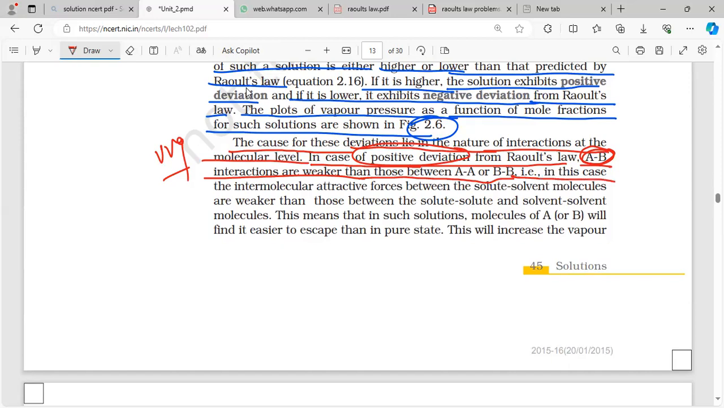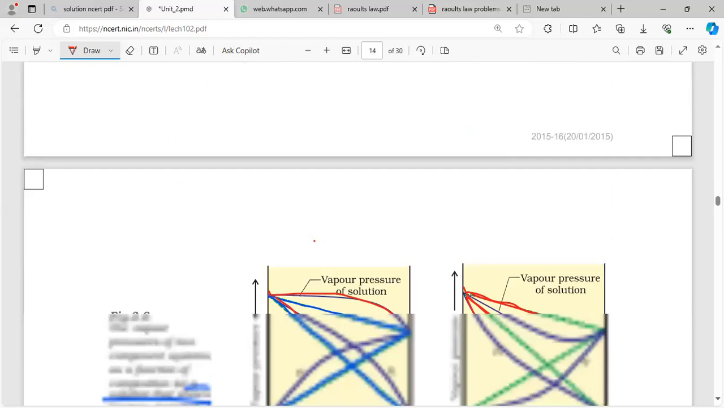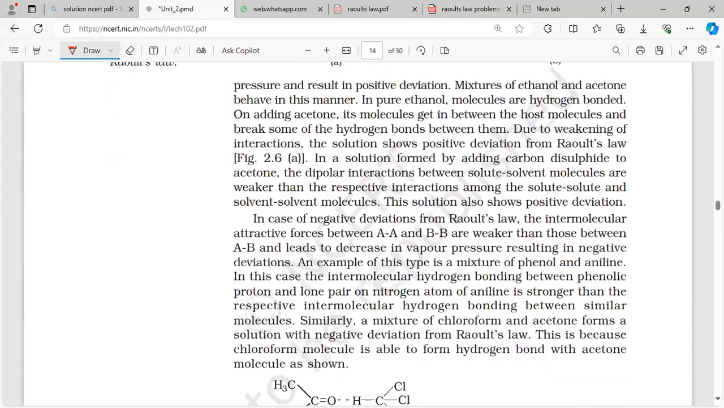In this case of positive deviation, the interaction between solute and solvent molecules is weaker than those between solute-solute and solvent-solvent. This means that in such a solution, molecules of A and B find it easier to escape than in the pure state. This will increase the vapor pressure and result in the positive deviation. Is it okay?